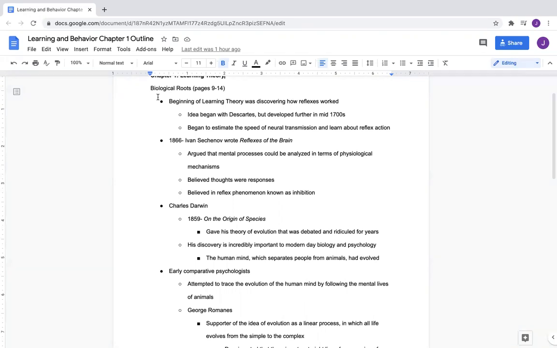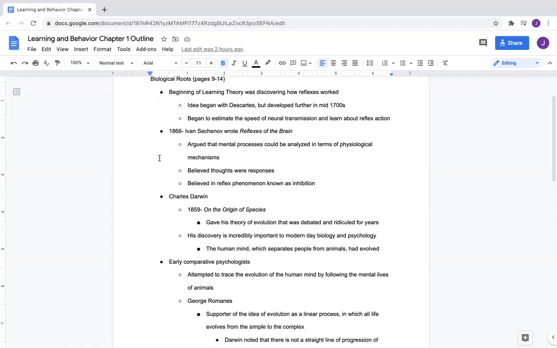So, learning theory is a topic that was kind of discovered when scientists were learning how reflexes worked. And this idea began with Descartes, who was a philosopher, and the idea further developed in the mid 1700s. The book actually used the date of the 1750s. And this idea developed when scientists began to estimate the speed of neurotransmissions and when they were learning about reflex actions. And this came about also when they were learning about electricity.